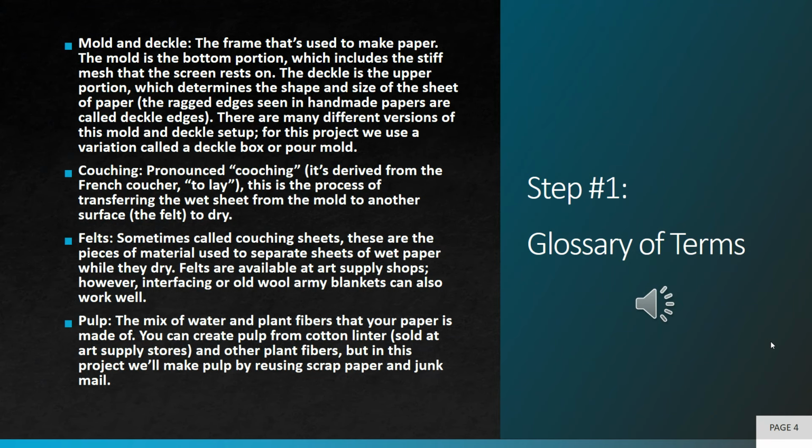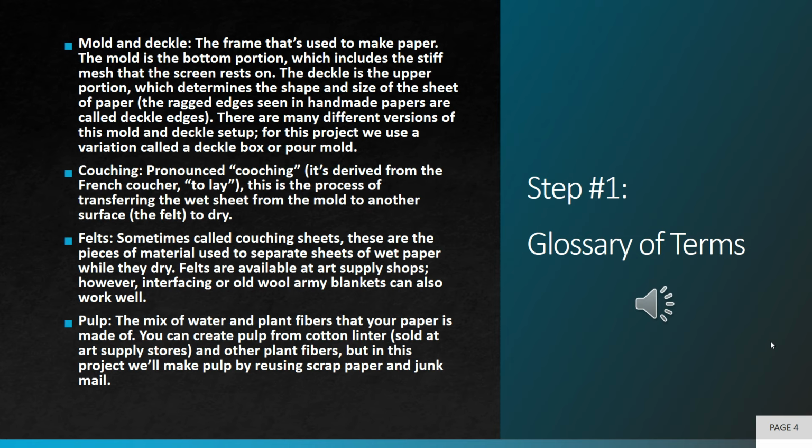So mold and deckle, the frame that is used to make the paper. The mold is the bottom portion, which includes a stiff mesh that is a screen. The deckle is the top portion. So that's just a little explanation of that. Ragged edges are also called deckle in paper making.